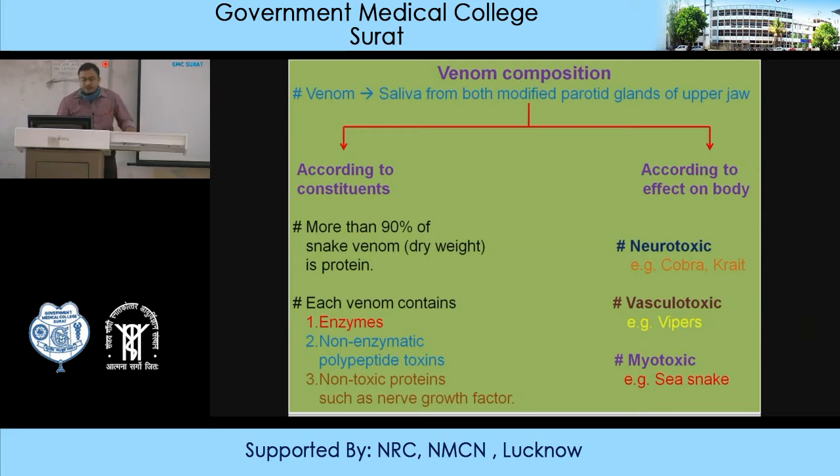Now according to constitution, more than 90% of snake venom dry weight is protein, meaning the saliva in dry weight. More than 90% of snake venom is protein. Each venom contains enzymes, non-enzymatic polypeptide toxins, and non-toxic components such as nerve growth factor.